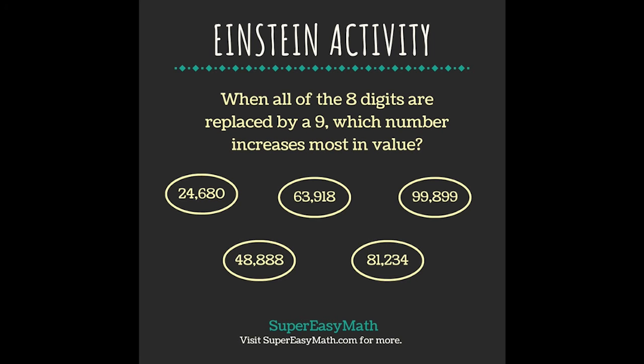Today's Einstein activity says, when all of the 8 digits are replaced by a 9, what number increases most in value? So what they're saying is literally look for the number 8 in each of these 5 numbers and replace it with a 9. And then tell which of the 5 numbers has the largest increase in value.